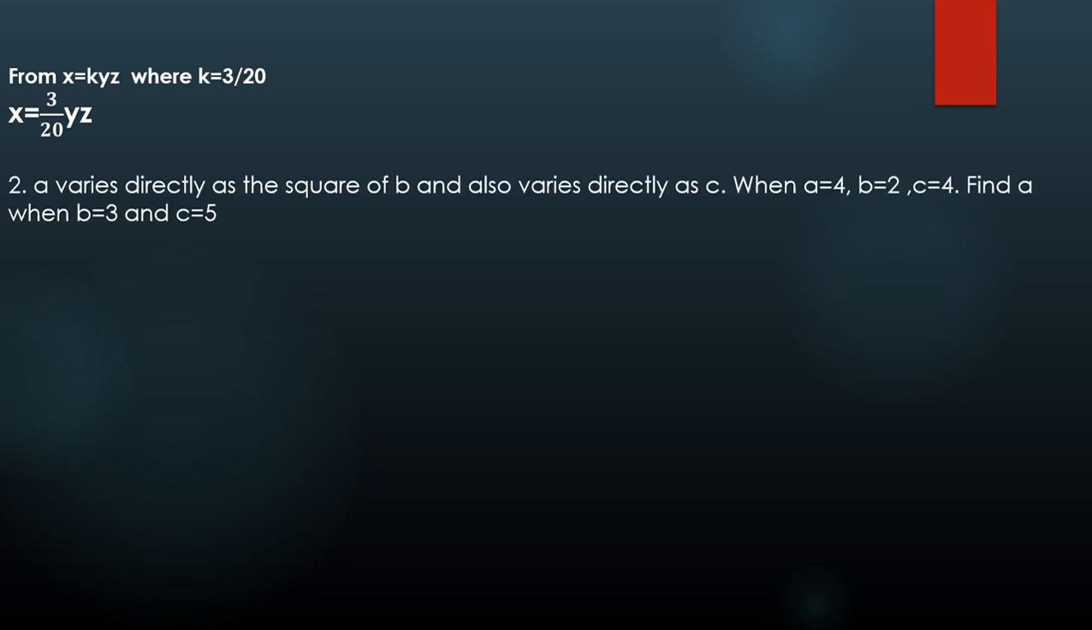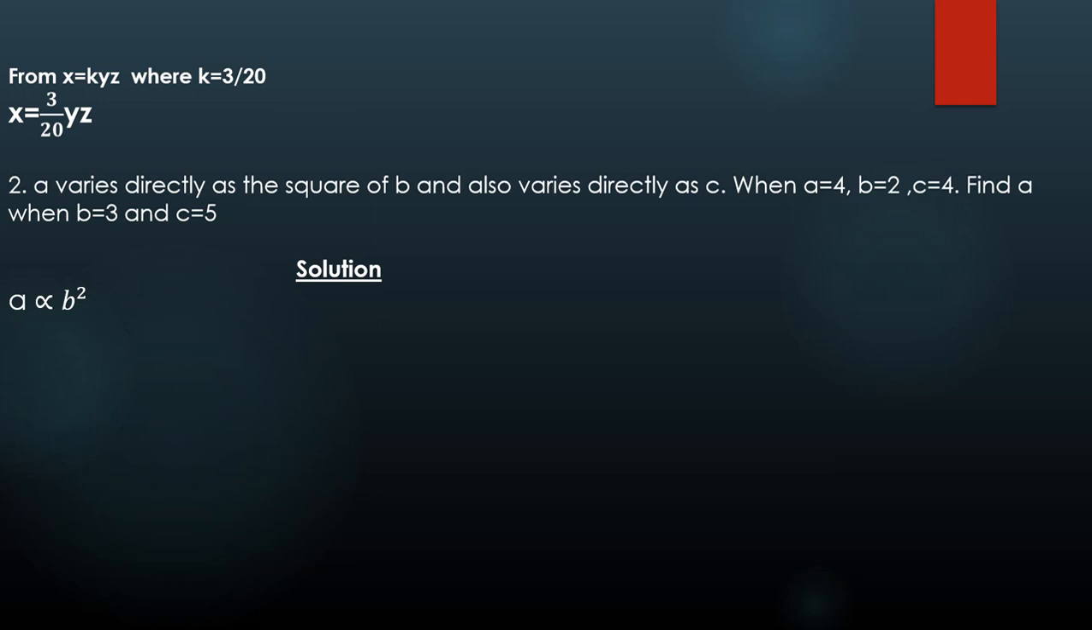So let's show another example, something a little bit more technical, but it's the same thing because they are very easy to solve. A varies directly as the square of B and also varies directly as C. When A equals 4, B equals 2, C equals 4 as well. Find A when B equals 3 and C equals 5. Okay, we'll see how they vary across each other. It says here that A varies directly as the square of B, so you represent that out.